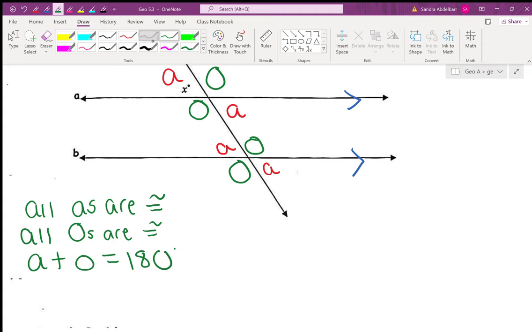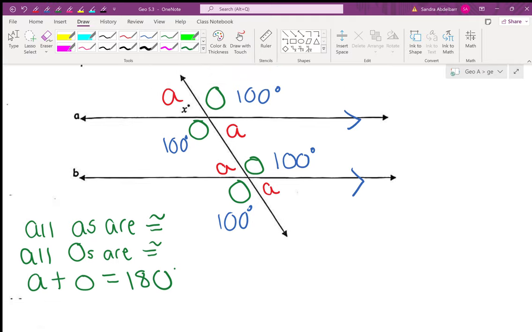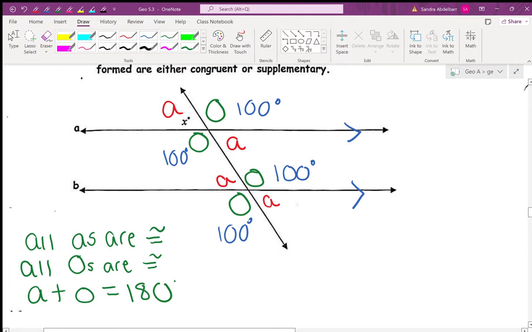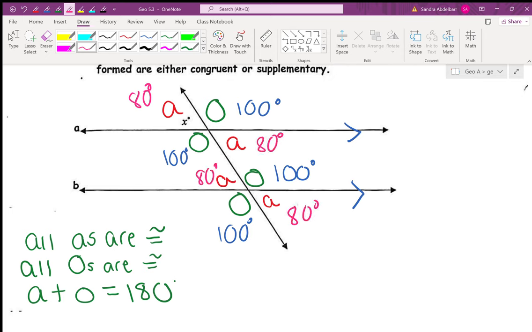So let's say I told you this angle O right here is 100 degrees. If that angle O is 100 degrees, what does that mean for all the other angle O's? They're all 100. All right, what's the relationship between an A and an O? They're supplements, so what will all the A's equal? 80. Does that mean X will equal 80? So that means X will equal 80, exactly. I can see this being useful.